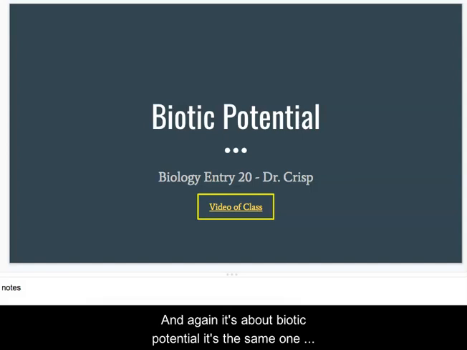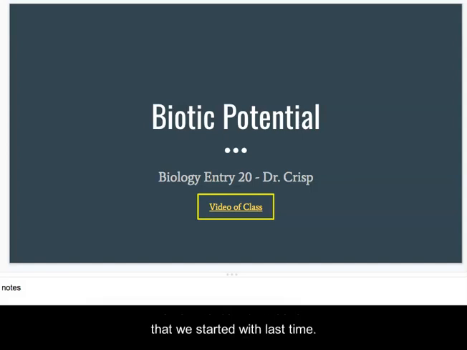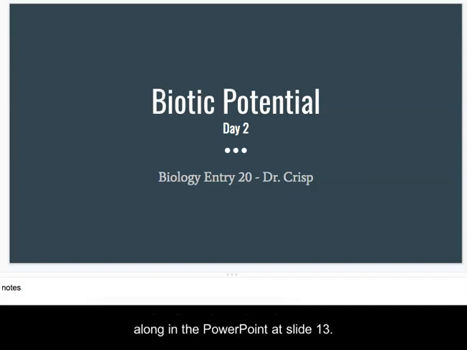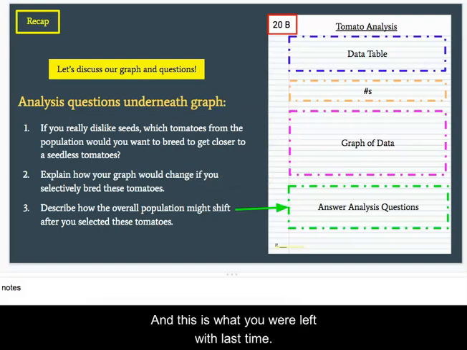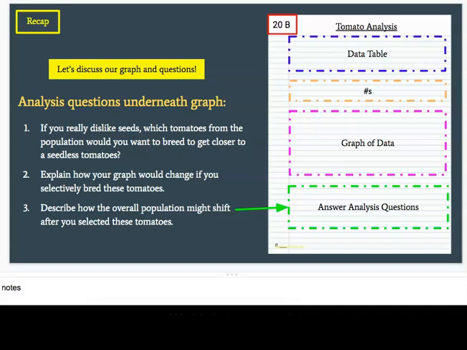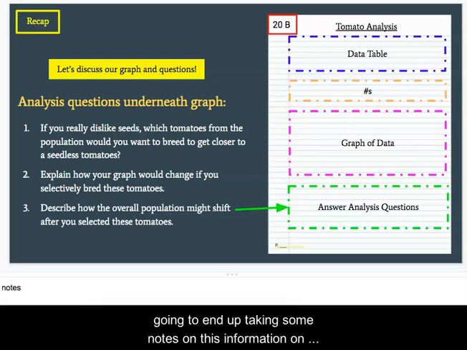So I'm going to hop into that presentation. And again, it's about biotic potential. It's the same one that we started with last time, but I'm going to hop down to day 2. So if you're following along in the PowerPoint, it's slide 13. And this is what you were left with last time. We kind of went a little unorthodox, and we started with our B page just to get our analysis down. And then we're going to end up taking some notes on this information on our A page today.